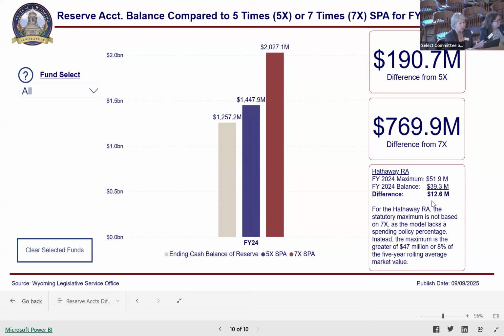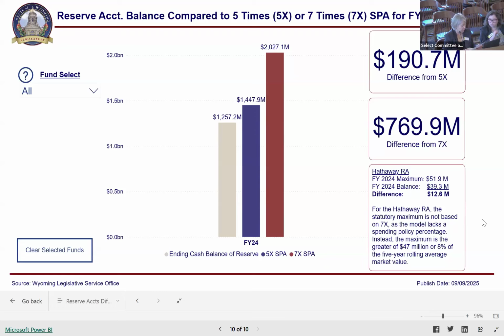And I know that there's always a lot of interest in how our reserve account balances are doing compared to the 5X and the 7X. So I wanted to give you just a preliminary update on fiscal year 25. Our investments did really, really well in fiscal year 25, the most investment earnings we've ever had on record. So for the PMTF reserve account, LSO is estimating that it's going to reach the 5X in 2025, but not the 7X.